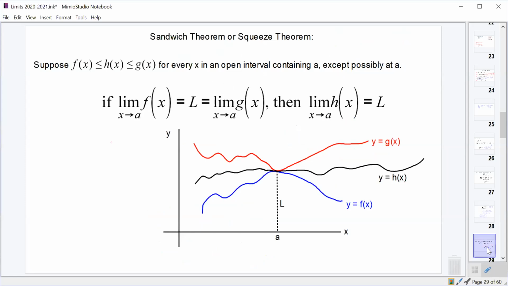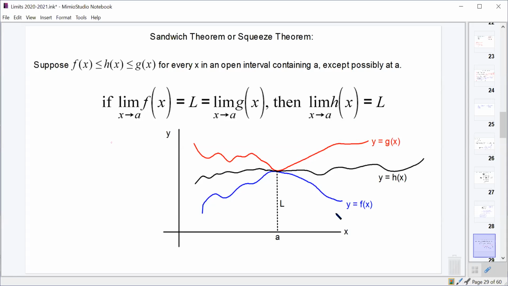Sometimes there are functions, like for example the function h of x that we're going to deal with here, where we have difficulty evaluating the limit at a certain value of a. One trick we can use is to find a function, in this case g of x, the red one, that is always greater than or equal to h of x. And we can find another function, in this case the blue one, f of x, that is always less than or equal to h of x.